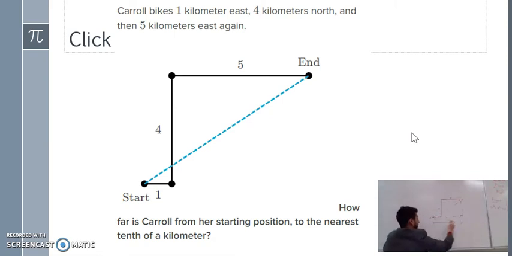Well, this length, we know by adding 1 kilometer and 5 kilometers, is 6. And we know that this is 4, because that's how far she went north. So we'd use 6 squared plus 4 squared, which gives us the square root of 52. And the square root of 52 is approximately 7.2 kilometers. So we would just use a right triangle we drew, with the distance between start and end as the hypotenuse, and then use the Pythagorean theorem to solve.